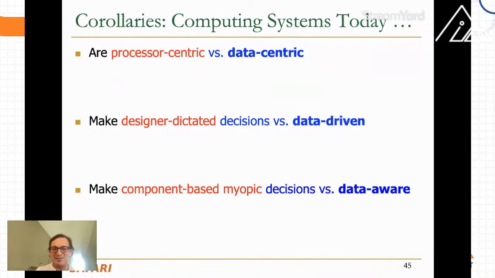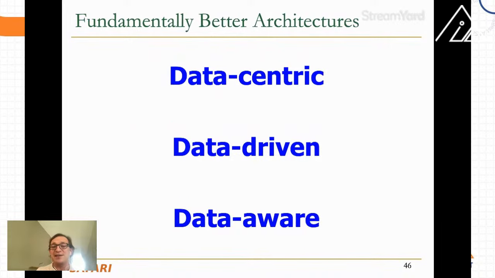Okay, I spent more time than expected on this slide, but feel free to, again, stop me with questions. Basically, today's computing systems are very processor-centric. We want to design a much more data-centric system, and I'm going to talk a lot more about that in this talk. Today's computing systems make designer-dictated decisions versus data-driven decisions that make themselves better over time. And today's systems make component-based myopic decisions as opposed to data-aware decisions where the system is aware of the different characteristics of the data. And I think the future needs to be much more data-centric, data-driven, and data-aware, so that we can actually design a fundamentally better architecture, an intelligent architecture.